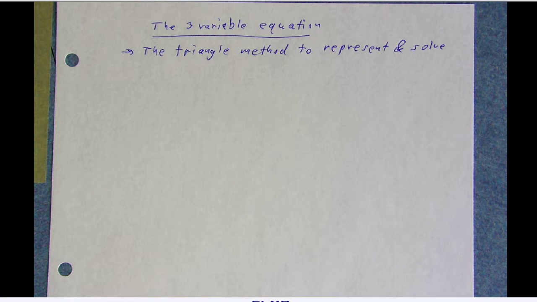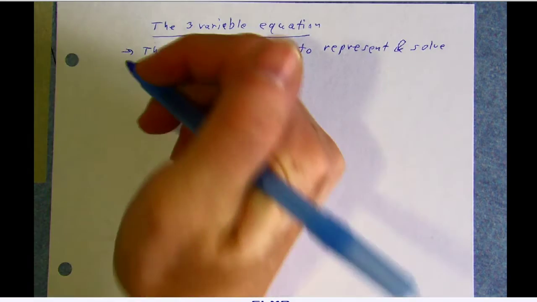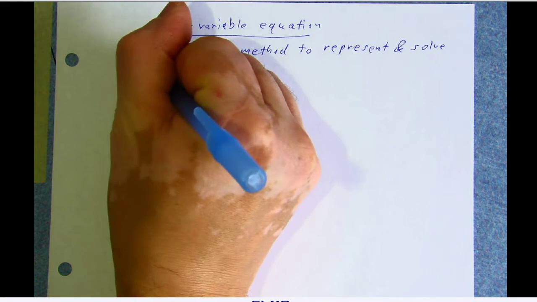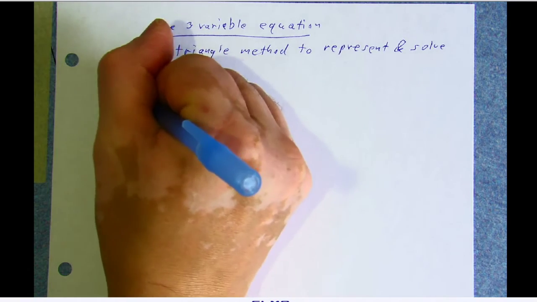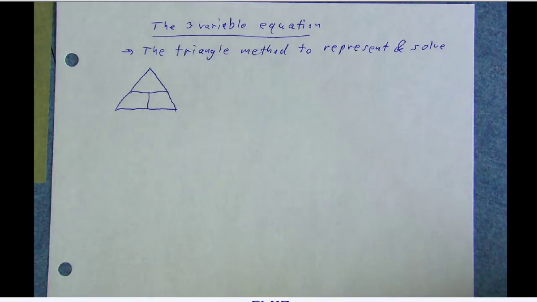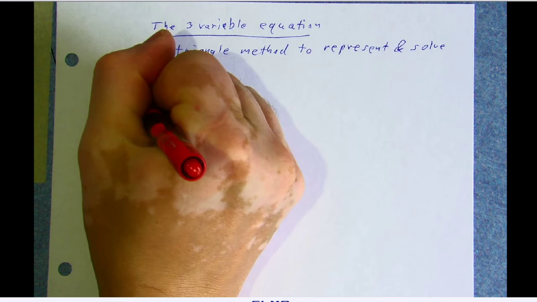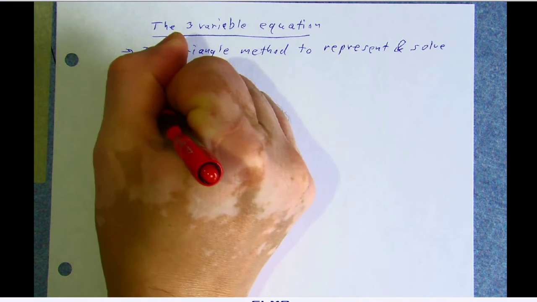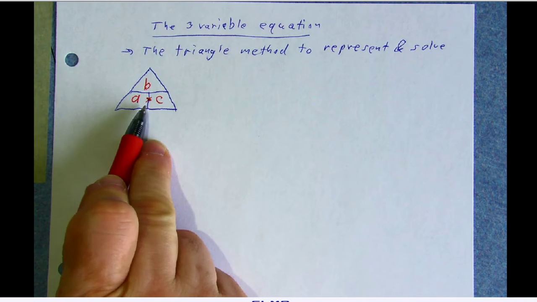All right. I want to continue talking about the three variable equation, but I'm talking specifically now about this triangle method. And this is just a method to visually represent and solve three variable equations. And it looks like this. It's got this triangle, and the triangle is divided into three sections. And you have your variables. Let's use A, B, C. I'm going to put this little X here for multiplication.